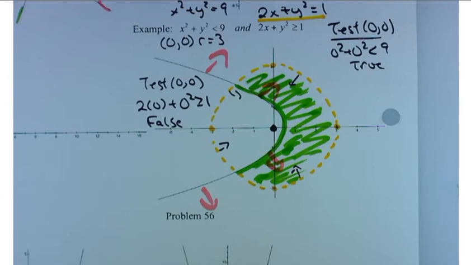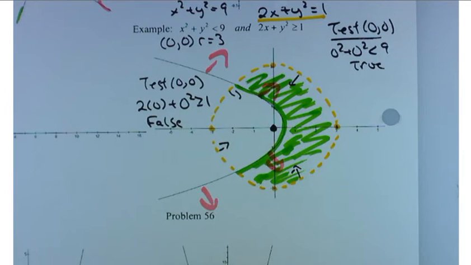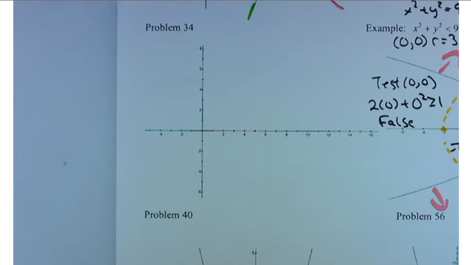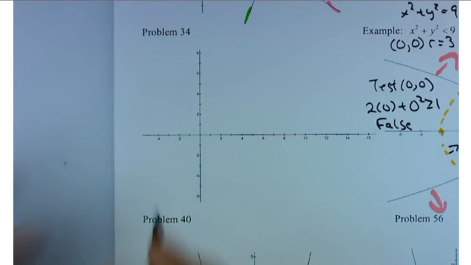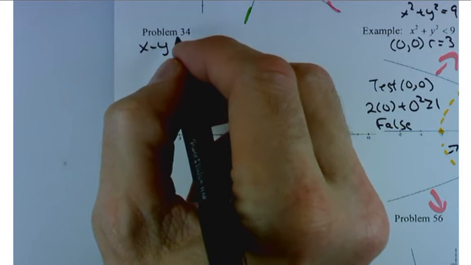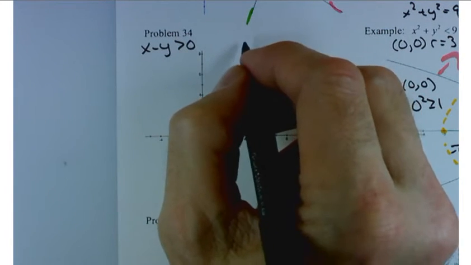Okay. I think it's time to let you work on one without a lot of guidance. Now, these first three that we've done, I've helped you out by drawing the graphs, or at least part of the graphs. So I'd like you to try problem number 34. 34 looks like this. I've got x minus y is greater than 0, and 4 plus y is less than or equal to 2x.